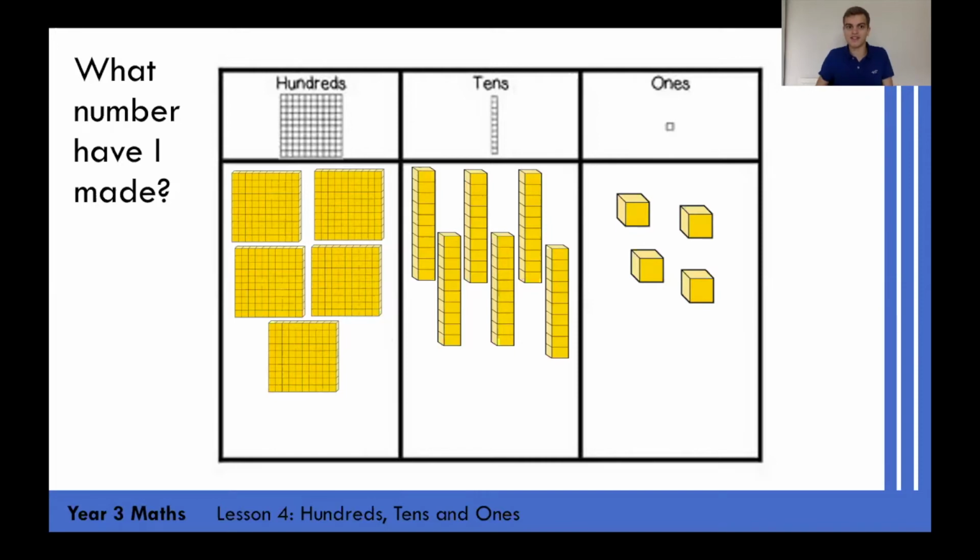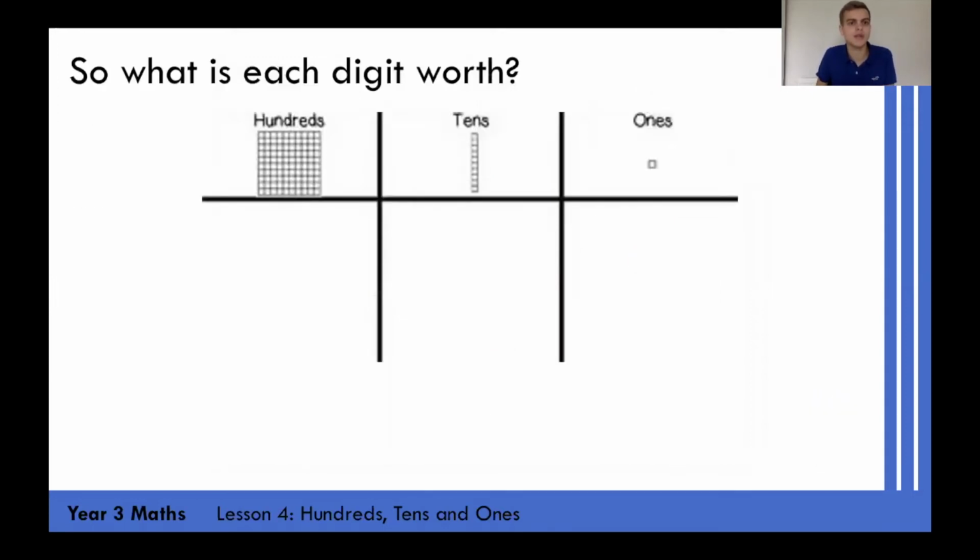It looks like I've got 5 hundreds. It looks like I've got 6 tens and 4 ones. 564. Well done, guys, for remembering learning from last lesson. Really, really well done. Now, what are we doing today?